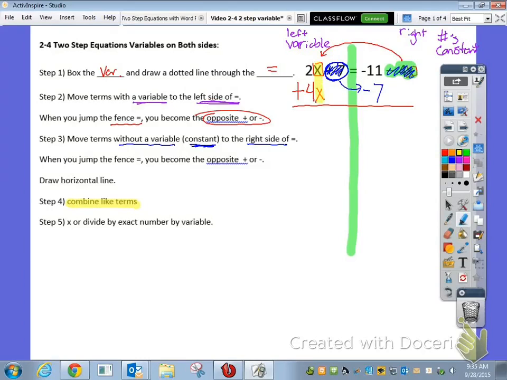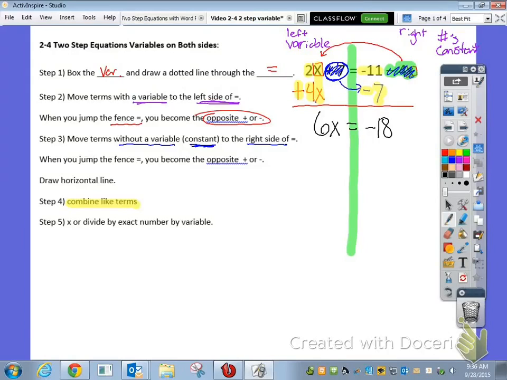Okay? So now I'm ready to combine like terms. So you see these both have an x, so I'm going to say 2 plus 4. 2 plus 4 is 6x. Bring down your equal sign. And on the other side, I have a -11 minus 7. And -11 minus 7 is a -18.